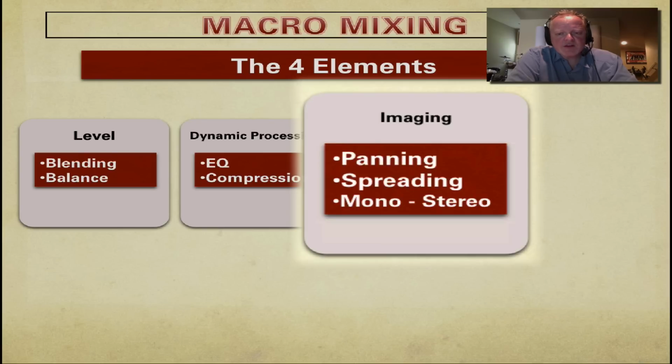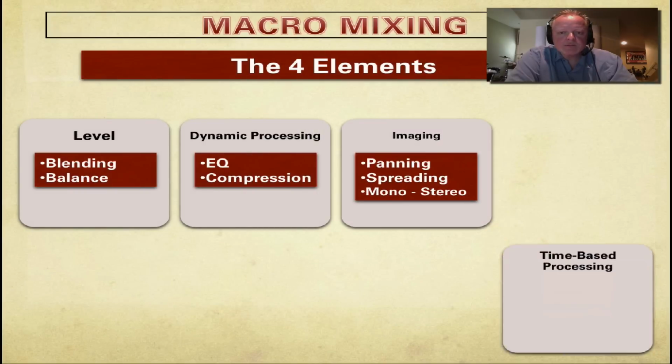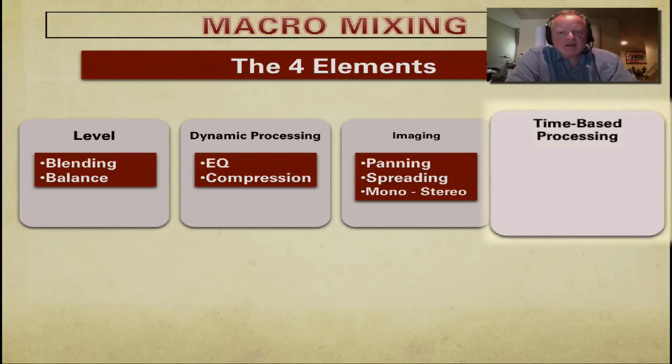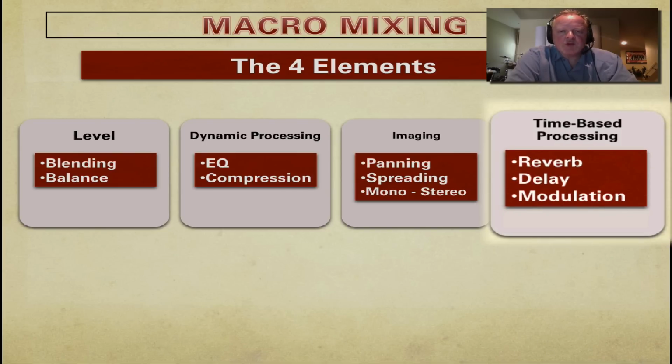Next thing we have to consider is mono versus stereo. Just because a track is on a stereo track does not mean it's actually stereo. And I'm going to show you a tool, a free tool, that lets you analyze how stereo a sound really is. And then the fourth step would be to add your reverbs, your delays, your choruses, your modulations, anything time-based processed. And those are the 4 elements of mixing.